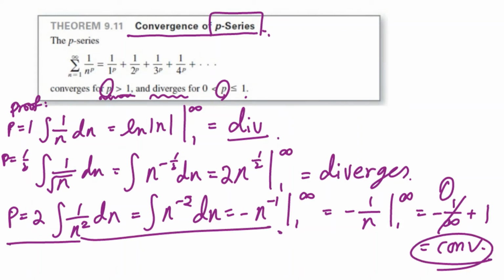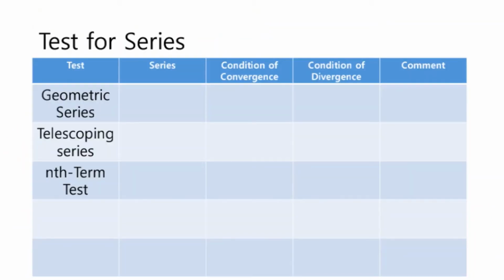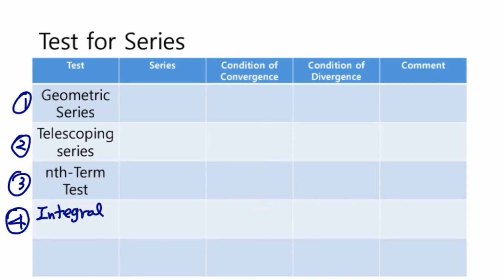But when p is between 0 and 1, then it always diverges. There are 10 different ways to test a series, and so far we did 5. Number 1, 2, 3, and number 4 was the integral test, and number 5 is the p series. So let's make a summary.